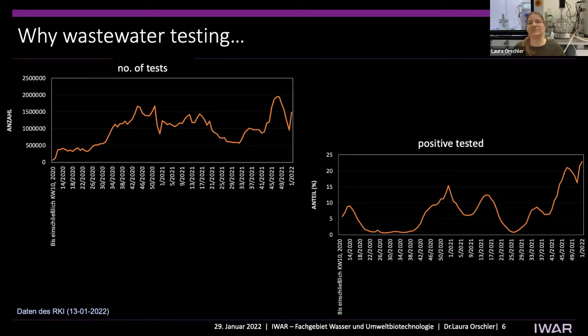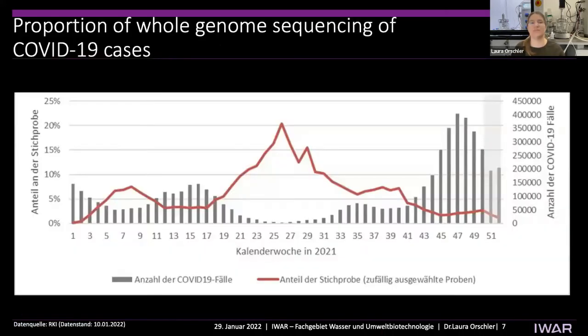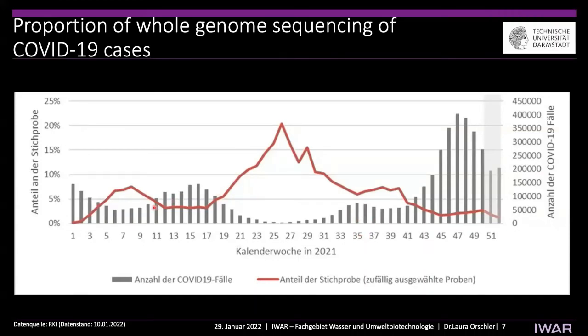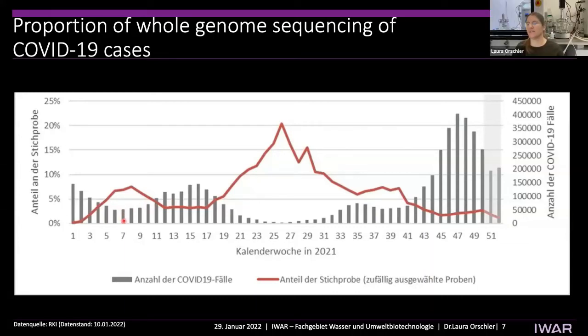And this also means that the more tests I have, as you can see here, the probability that I get more positive tested people increases. But this also makes it a little bit difficult. It's kind of a challenge, because I'm always behind the distribution of the pandemic. And this is not only the case for the number of tests, this is also the case for the proportion of whole genome sequencing, because it's unfortunately in German, but the gray bars are the number of COVID-19 cases, and the red line is the number of tests that are chosen for genome sequencing.